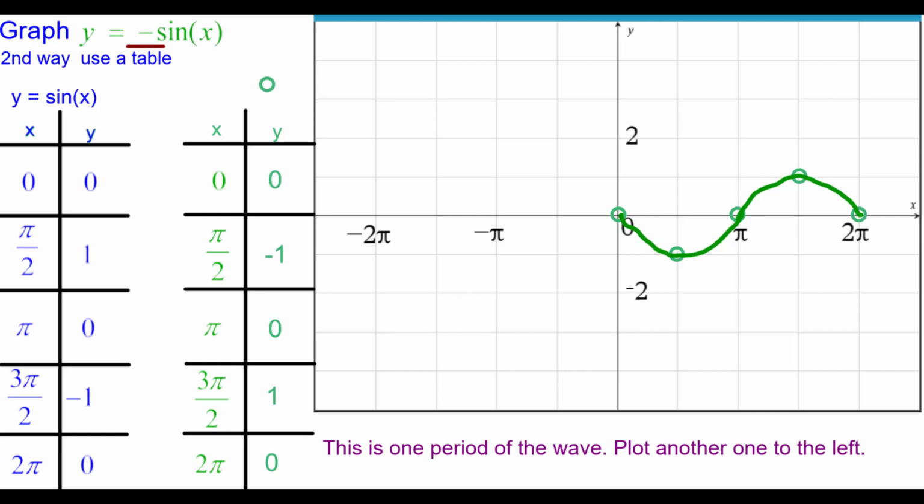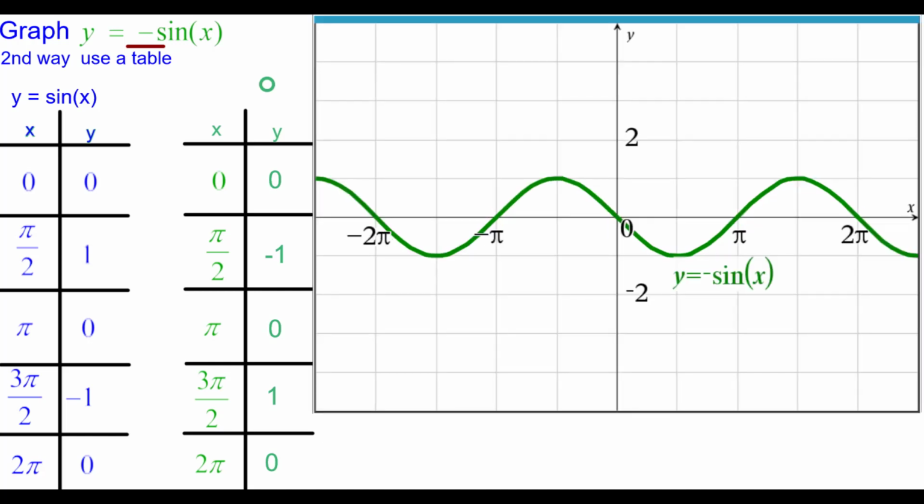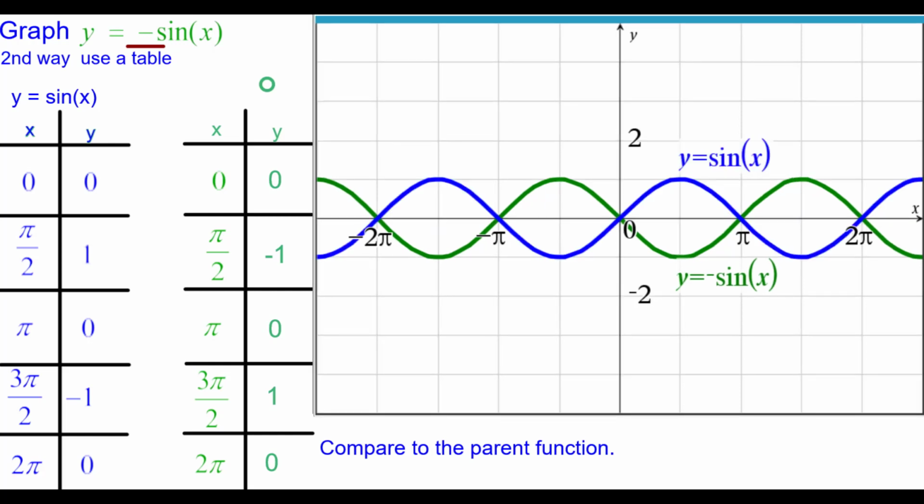Let's plot another one to the left by going back 2 pi from each of the key points, because 2 pi is a period for this. And again, we'll connect the points as another sine wave, but reflected about the x-axis. Smile, then a frown. And comparing that to the parent function, again, we can see that this is reflected about the x-axis.